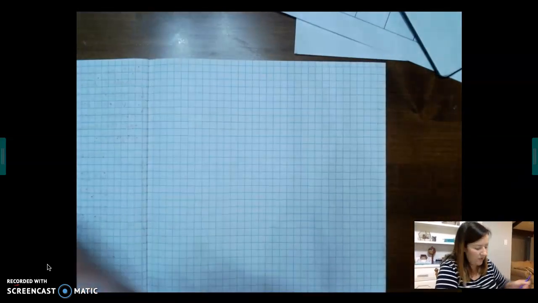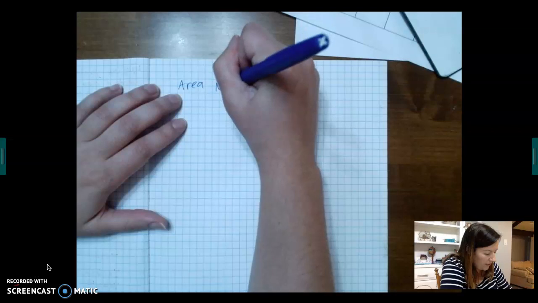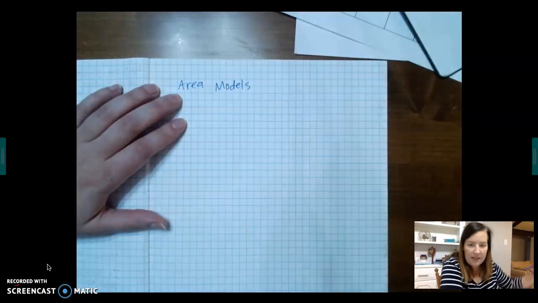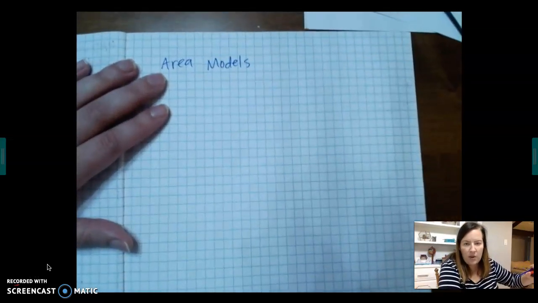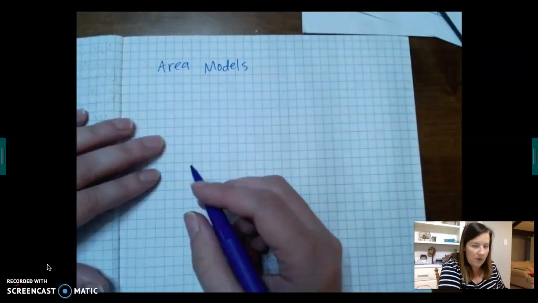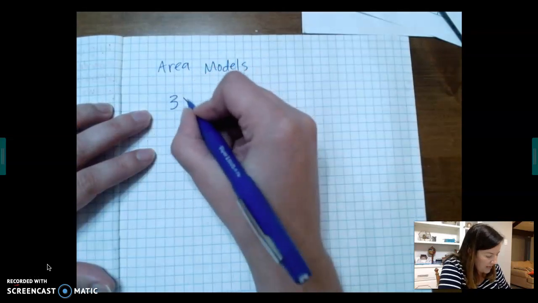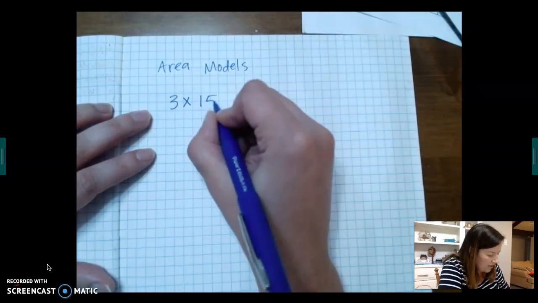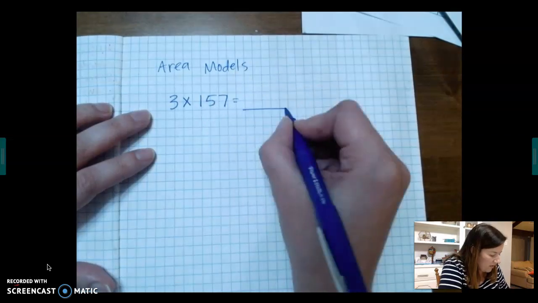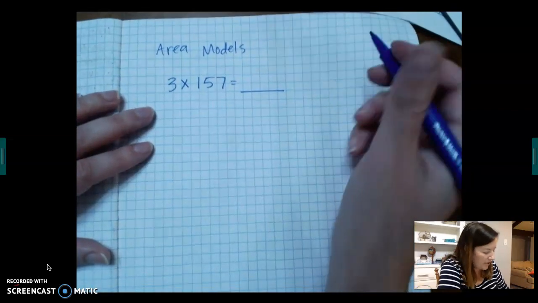So the strategy we're learning today is how to multiply using area models. And you're going to be practicing this today. So right now, if you'll grab that sheet of paper, your journal, something to write with, we're going to practice these together. So let's say I have the problem 3 times 157. Right? I don't know what that is, but let me show you this new strategy.